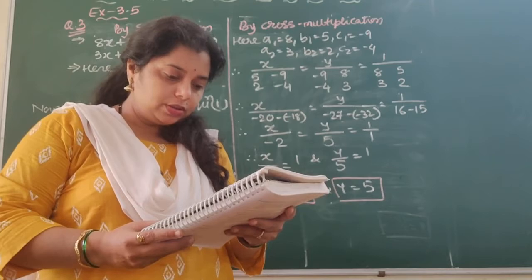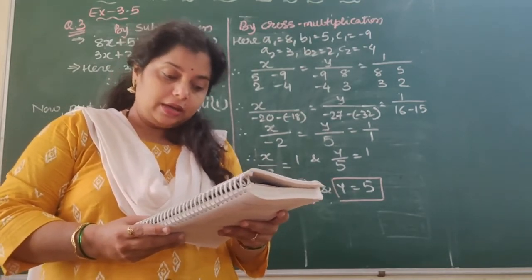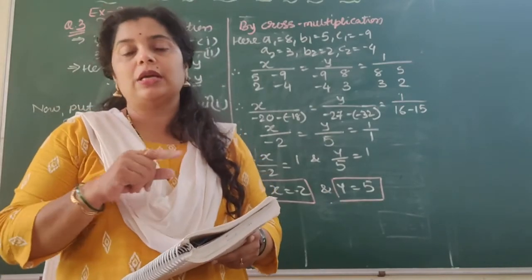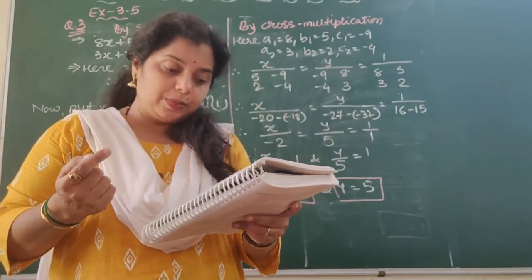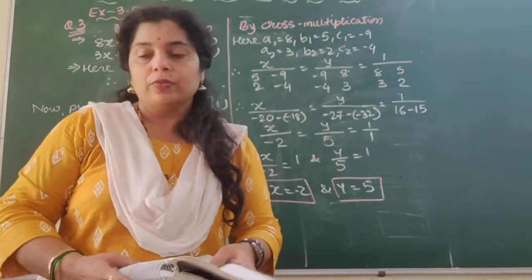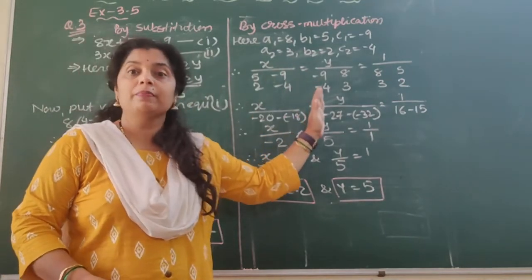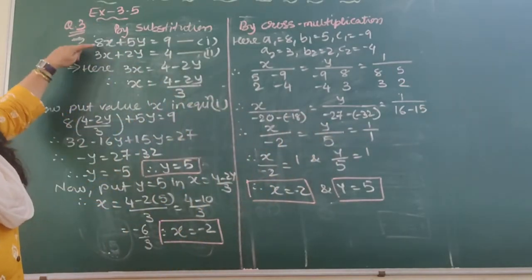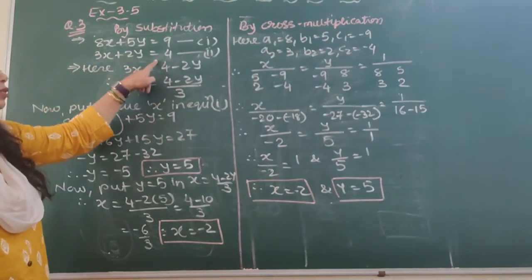Now the third question is: solve the following pair of linear equations by substitution and cross multiplication method. You have to apply both methods, substitution as well as cross multiplication, and the pair given is 8x plus 5y is equal to 9 and 3x plus 2y is equal to 4. I have already done the substitution method and the cross multiplication method here, so let's see them turn by turn. First we are going to see the substitution method, as the pair of equations 8x plus 5y is equal to 9, 3x plus 2y is equal to 4.